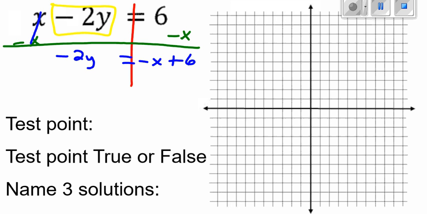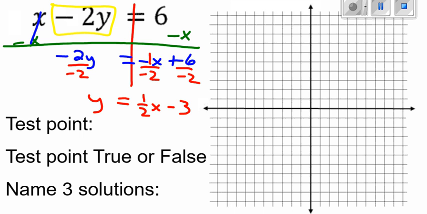Before I do that, I'm going to slip a little 1 in here, because I can see that when I divide by negative 2, it's going to give me a fraction. So I just want to know what kind of fraction I'm dealing with here. So y is going to be equal to positive 1/2 x minus 3. So far I'm just graphing a line. Okay, so y equals 1/2 x minus 3.